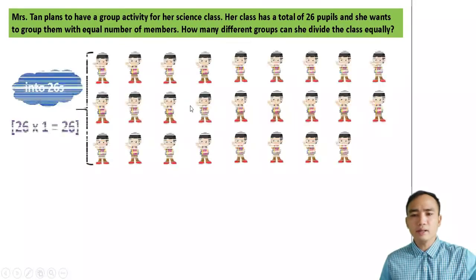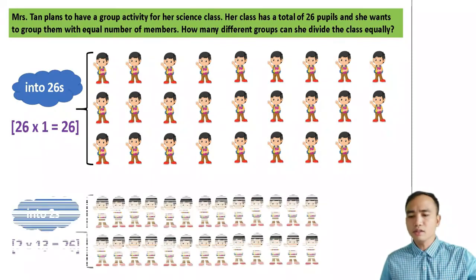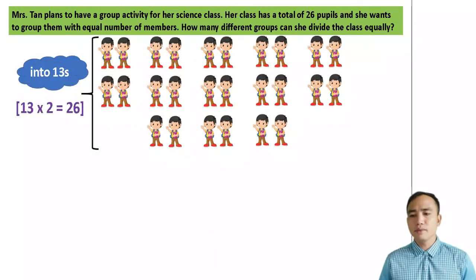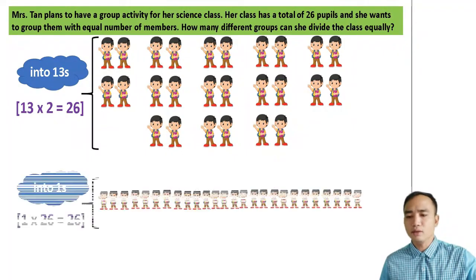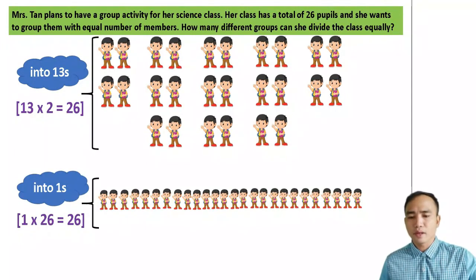Okay, so we can group the class into 26 groups, and in each group we can have one pupil. We can also group them into two groups of 13. We can also group them into 13 groups with 2 members in each group. And we can also group them into one group with 26 members.